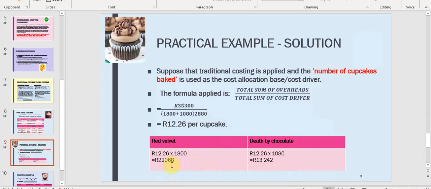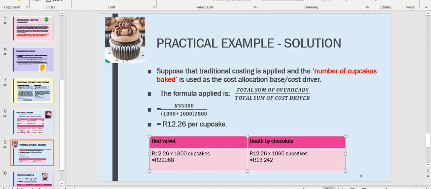So I take the 12.26 I've calculated here. I times it by the 1,800 red velvet cupcakes, and I get the total overheads that will be allocated to product red velvet cupcakes is 22,068 rand. For Death by Chocolate, I again use this rate, 12.26. I multiply by the 1,080, which is the specific number of cupcakes for Death by Chocolate. So for the second product, you will find that for Death by Chocolate, 13,242 rand will be allocated to that product. Righto. So this is one method of doing it, traditional costing.